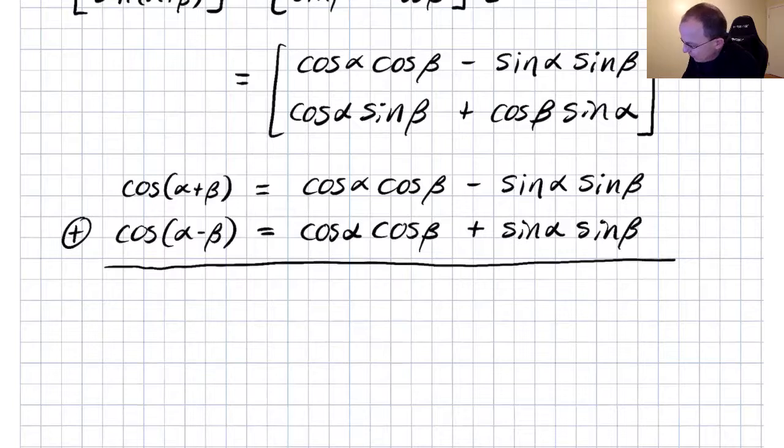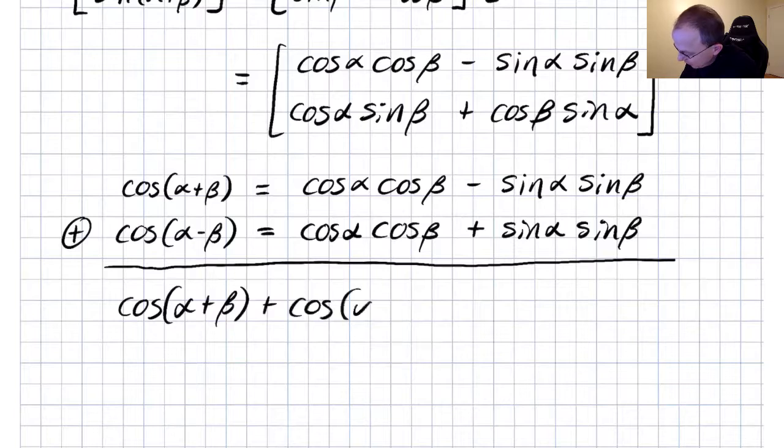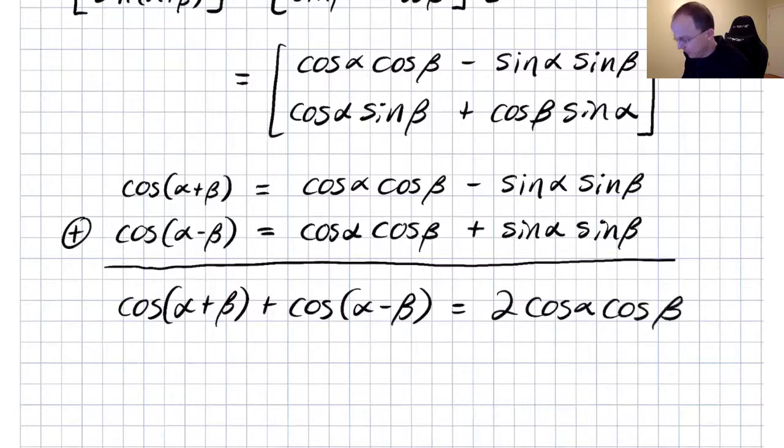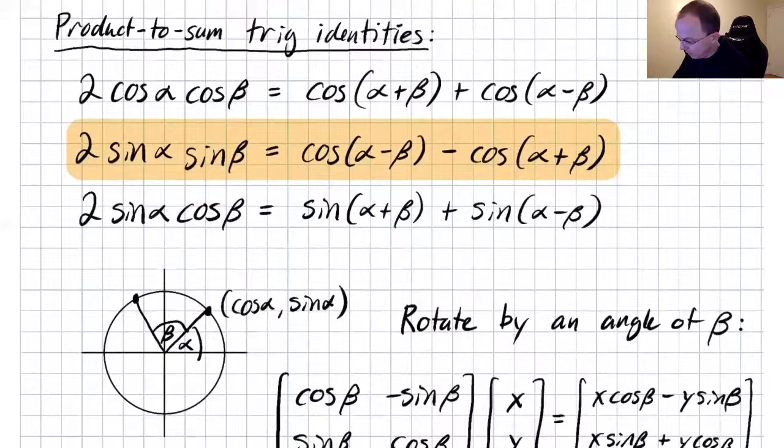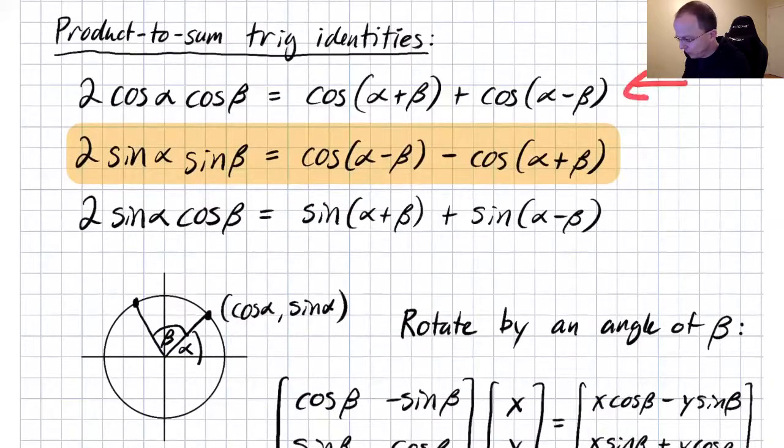And you notice when we add these together, this term and this term are going to cancel. And so we're going to be left with cosine alpha plus beta plus cosine alpha minus beta is equal to 2 cosine alpha cosine beta. And that's that first trig identity right there. So there we got our first trig identity.